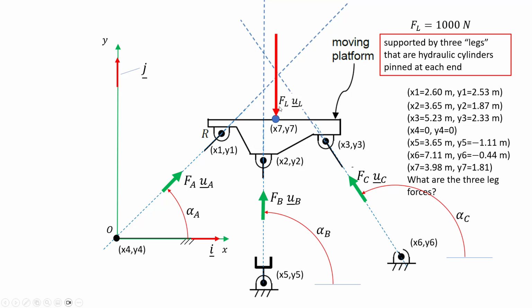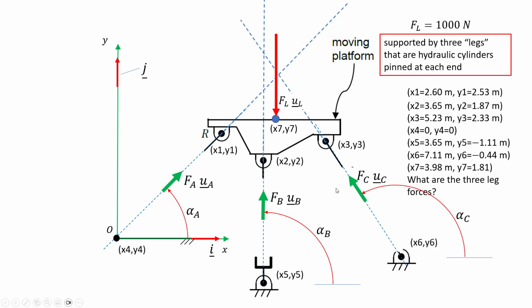The 4th force is the applied load, the FL load, and I've got FL and a UL identified for that, and I've got a point. For the example today, this is pointing in the negative Y direction. And I also know that it's 1,000 newtons for this known load. So what we're going to be trying to solve for here would be the 3 leg forces, the FA, the FB, and the FC scalar loads.